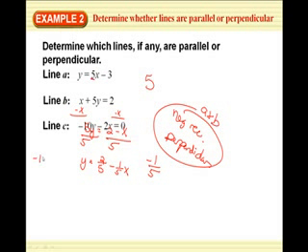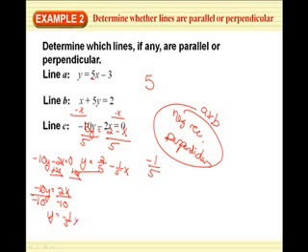What about line C? Let's find its slope. Negative 10y minus 2x equals 0. Add 2x, negative 10y equals 2x, divide by negative 10. That reduces to y equals negative 1/5 x. So A and B are perpendicular, A and C are perpendicular, and B and C are parallel because their slopes are the same.